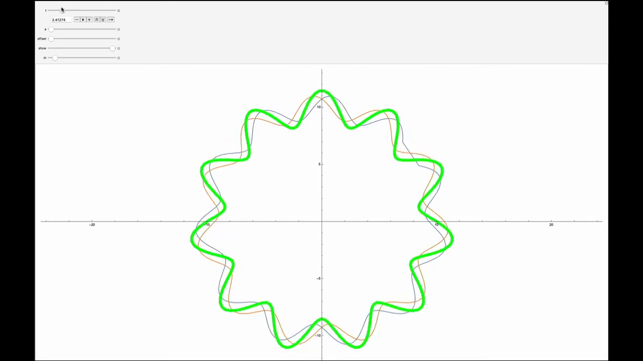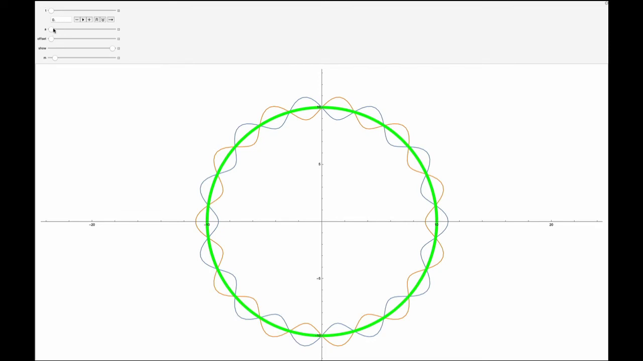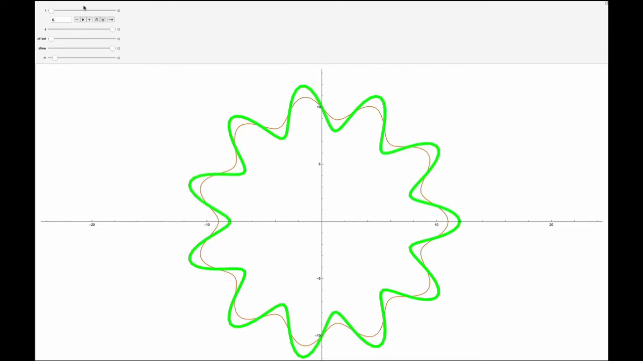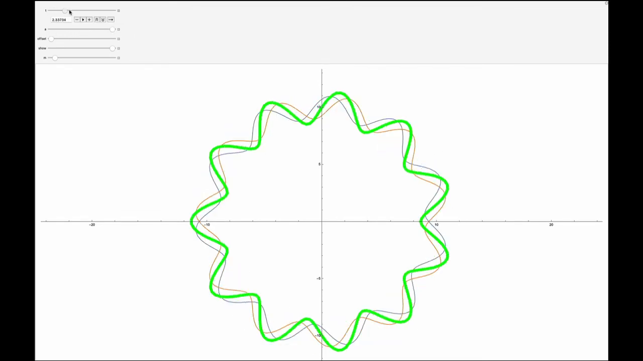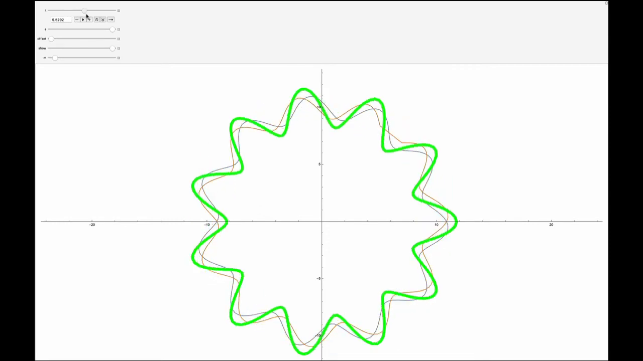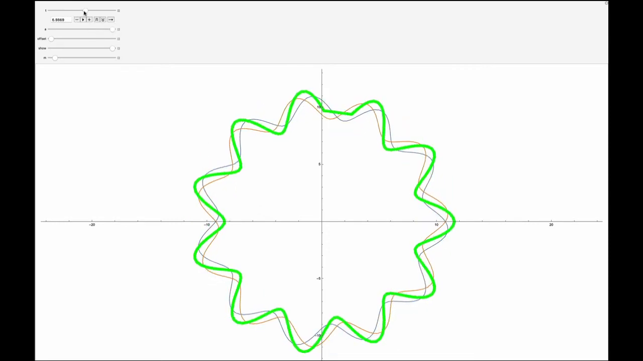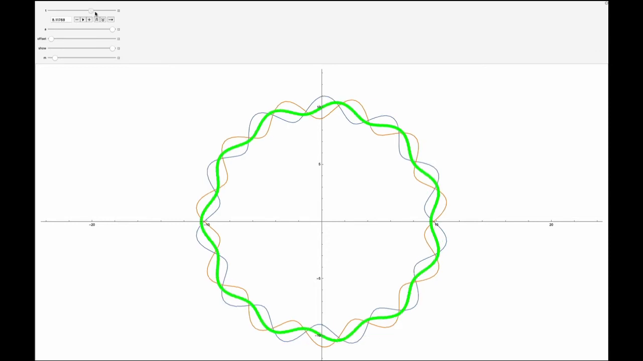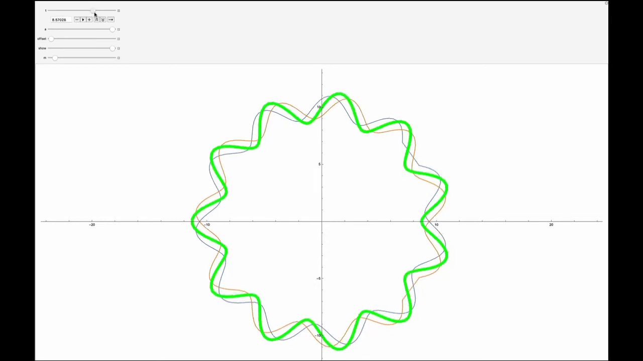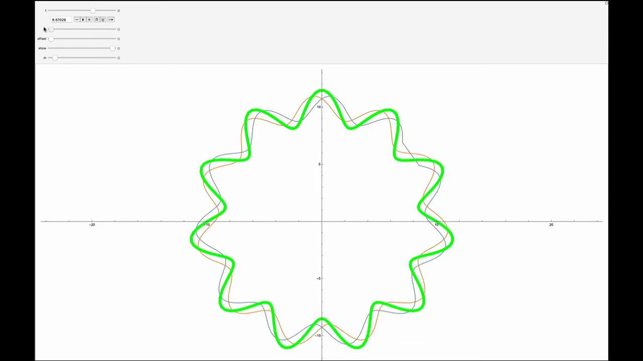Now, if I change from antisymmetric to symmetric, the position of those nodes and antinodes shift. So there's a different sort of angle for each of those nodes and antinodes. It's sort of been offset by a little bit. If I go to somewhere halfway up and switch between symmetric and antisymmetric, you can see it sort of shifts by a quarter of a wavelength there.